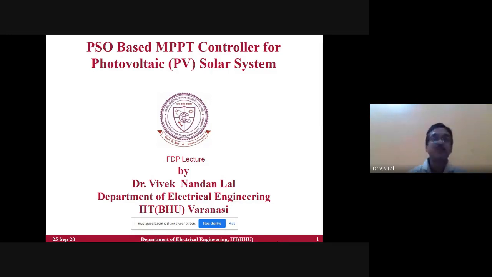So why has PSO been chosen for the MPPT controller when existing MPPT controllers are already there for photovoltaic solar systems? There will be some advantages, and there would be some problems with MPPT controllers. We will see whether we can provide a solution with PSO to the existing problem of MPPT controllers. Not only a solution, but a simple solution should be provided. Then only the use is justified.